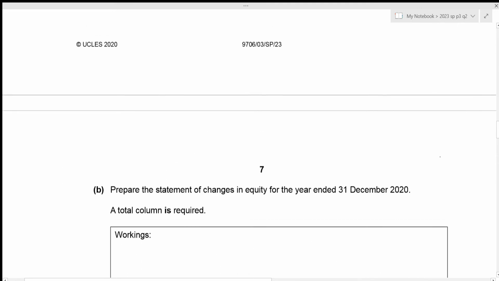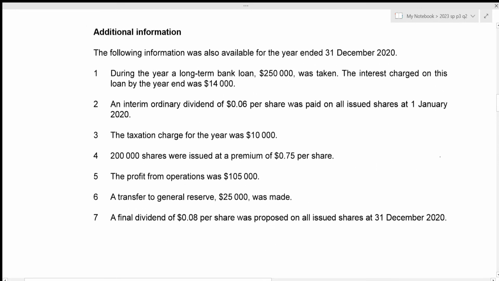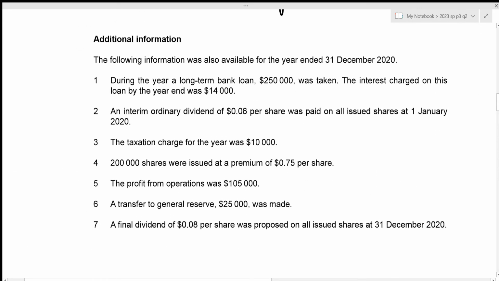Now we can move towards our additional information. So during the year, a long-term bank loan of 250,000 was taken. The interest charged on this loan by the year end was 14,000. Okay, so anything regarding our long-term bank loan is non-current liabilities, which will not be included in our statement of changes in equity. So we can just ignore this information for now.